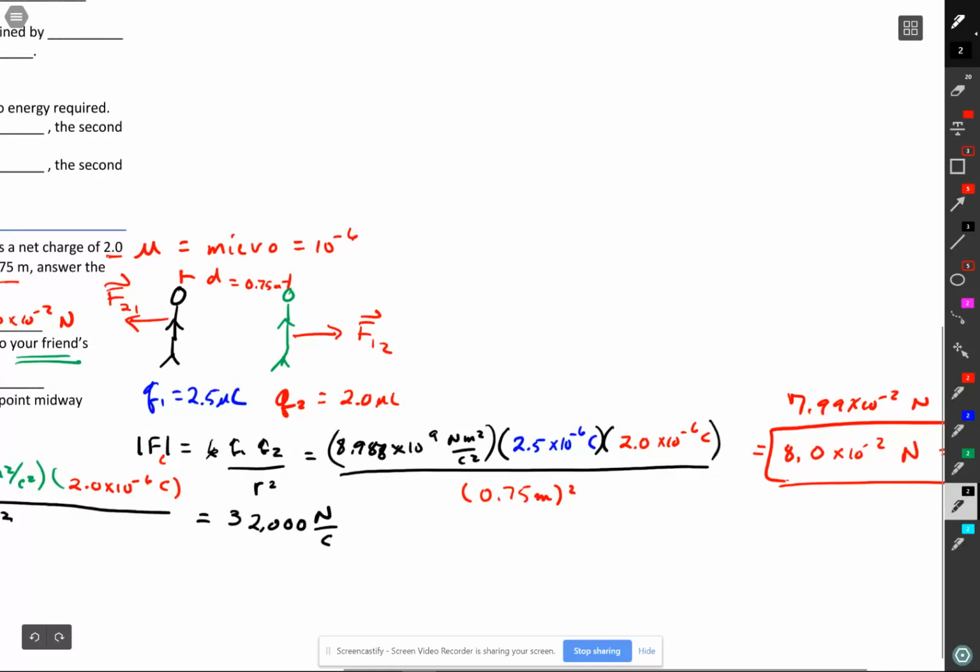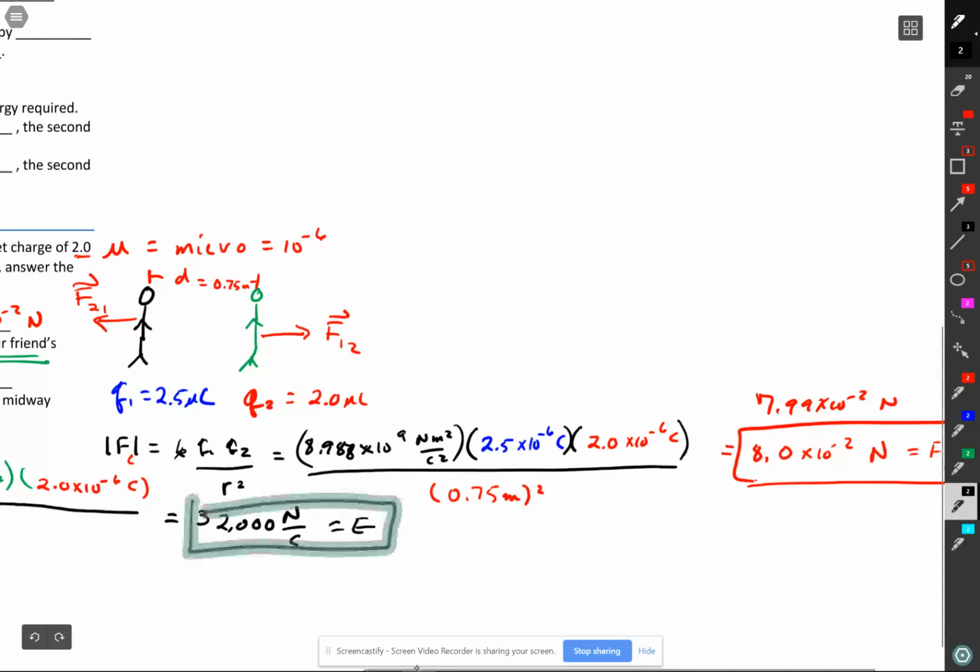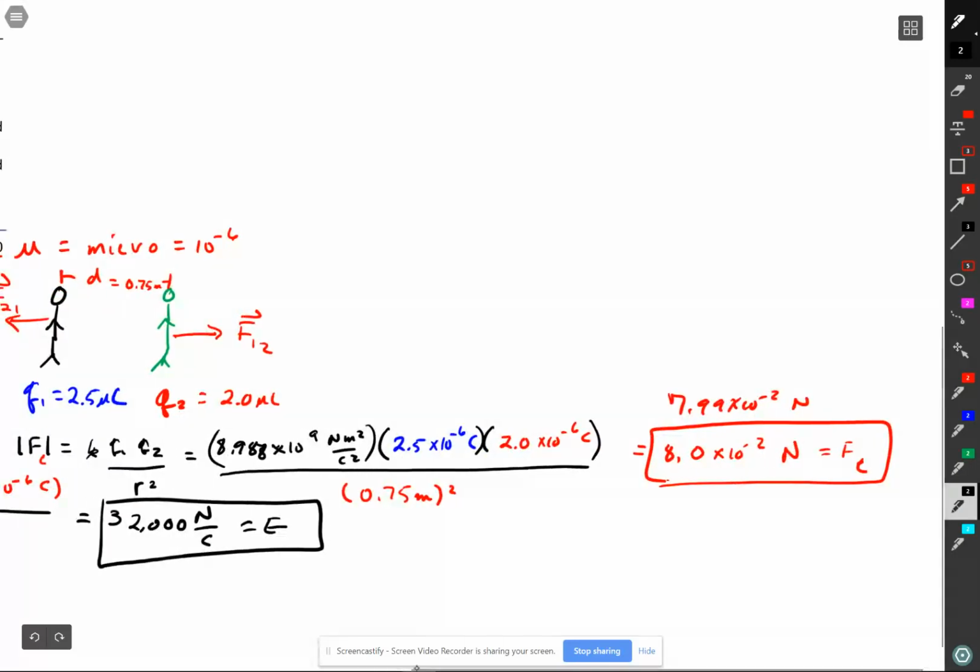In the same fashion, when I found the force, I had coulombs times coulombs on top, coulomb squared on bottom, so those units canceled. Meter squared on top, meter squared on bottom, those cancel, leaving just newtons.